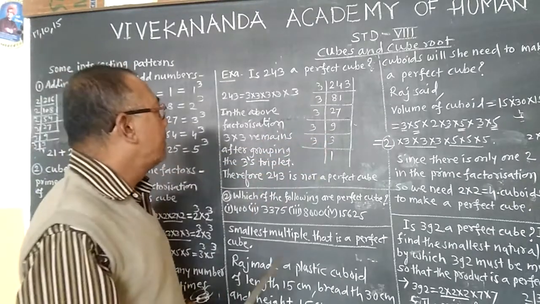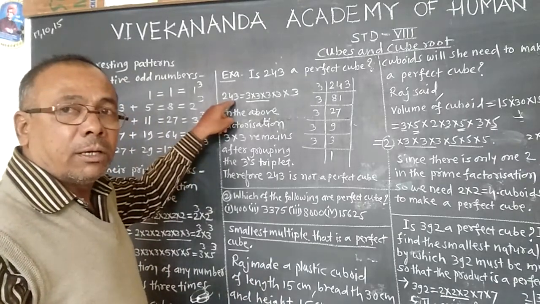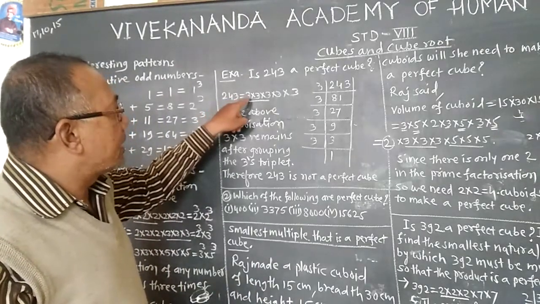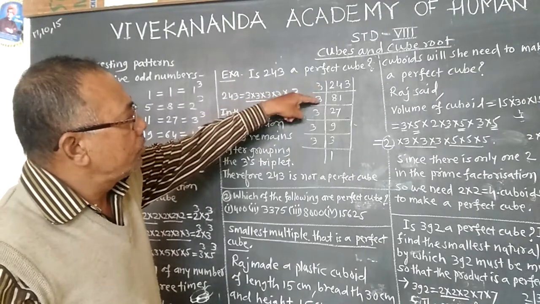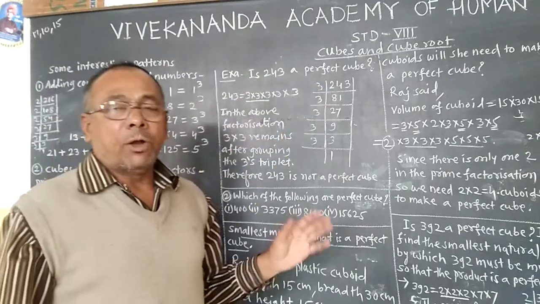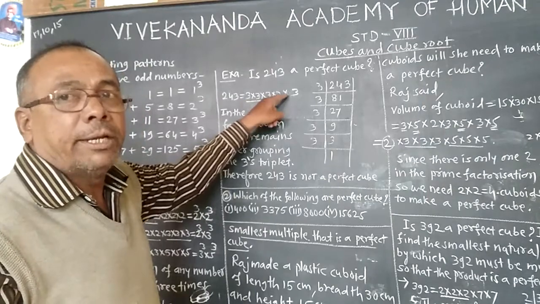In this way, if we write 243 in factor form, then we can write 3 into 3 into 3 into 3 into 3. 1 2 3 4 5 means 5 times 3 is there, so we have written here 3 into 3 into 3 into 3 into 3.